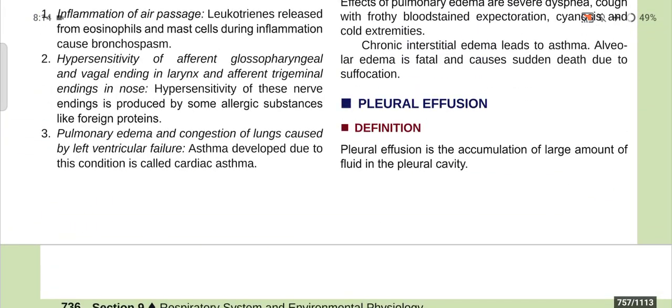First of all, what is pleural effusion? Pleural effusion is the accumulation of large amount of fluid in the pleural cavity. So what is the pleural cavity? Present between the two pleural space.